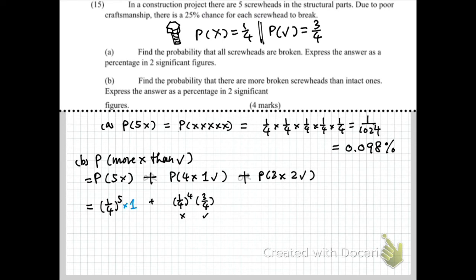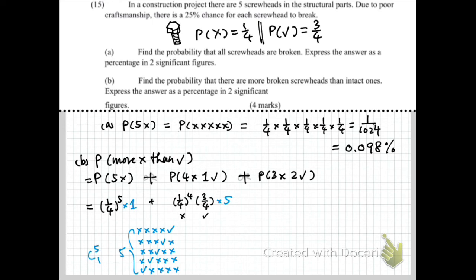But how many times is this branch going to repeat itself? Now you can do the manual counting, like, 4 crosses and 1 tick. It can be like this, that is 1 time. Or it can be like this, so that is the 2nd time, and then the 3rd time, and then the 4th time, and then the 5th time. There are 5 ways you can have this, so it's multiplied by 5. Or it is just 5C1.